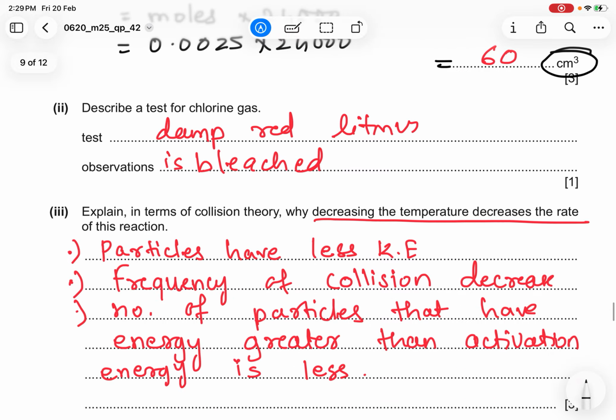Next, describe a test for chlorine gas. So chlorine gas always bleaches the litmus paper. So either we can use a damp red litmus or a blue litmus paper, which is going to get bleached.